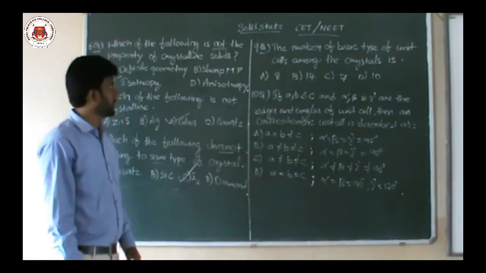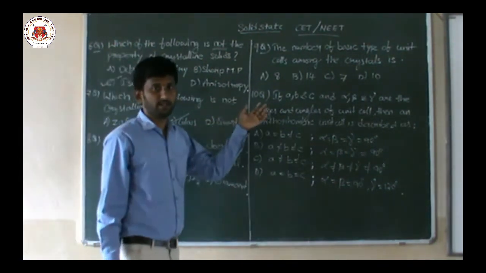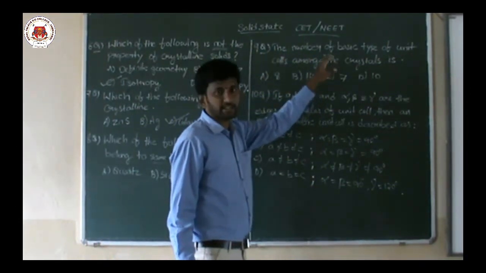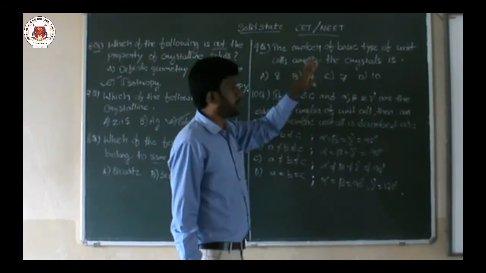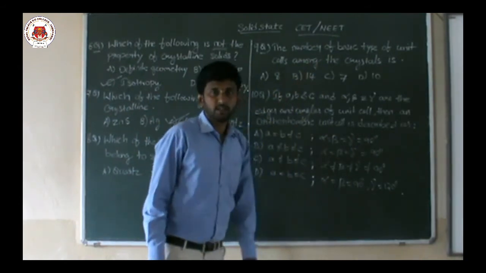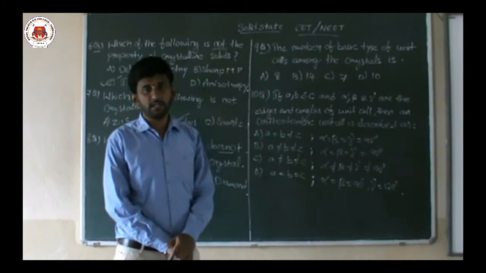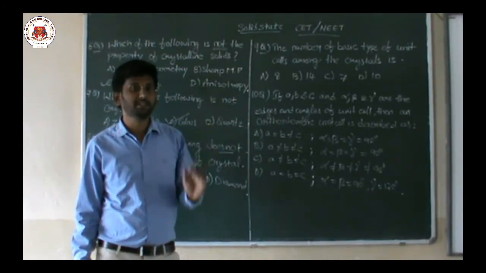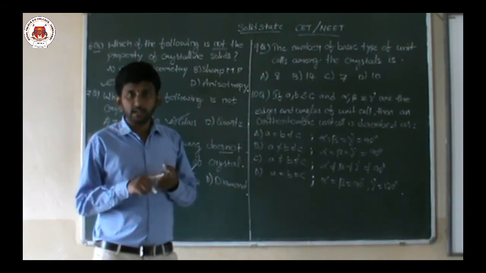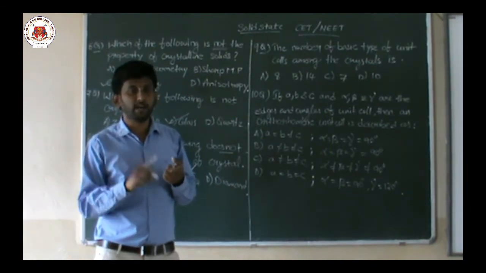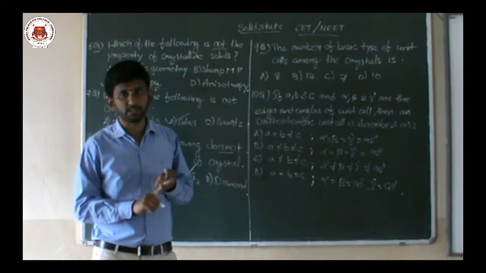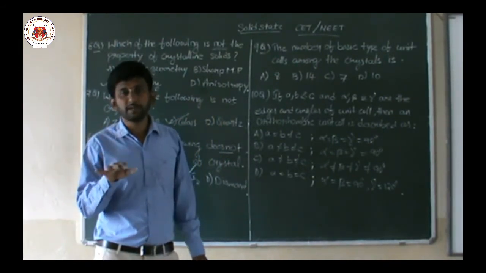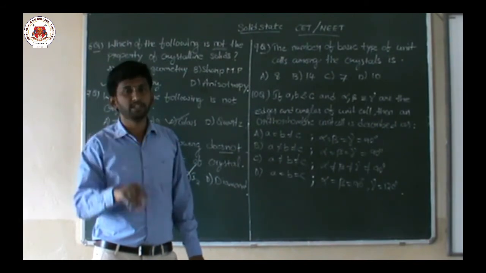Let's move on to the next question. Ninth one. The number of basic types of unit cells among the crystals is. Now we have studied in the solid state that there are 7 types of basic unit cells, and along with their variations there are 14 types. 7 types of basic crystals, 14 types of all the different variations, we call them Bravais lattices.